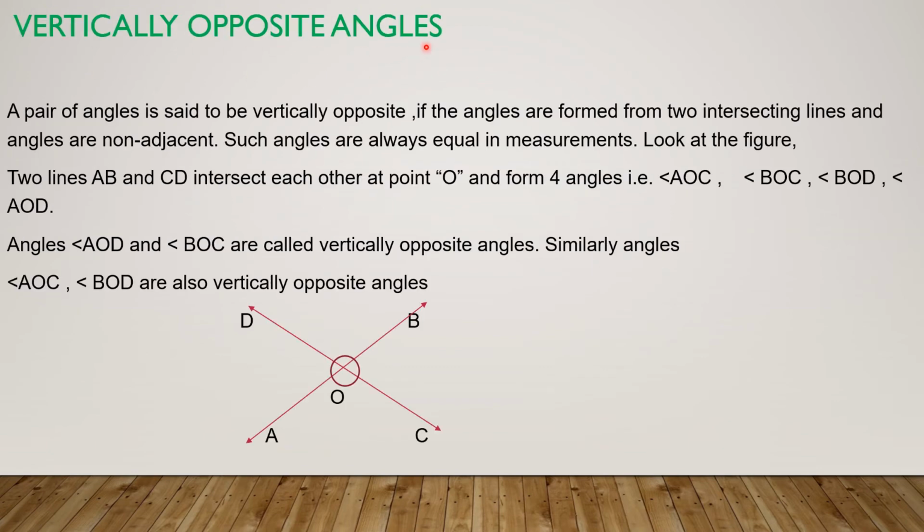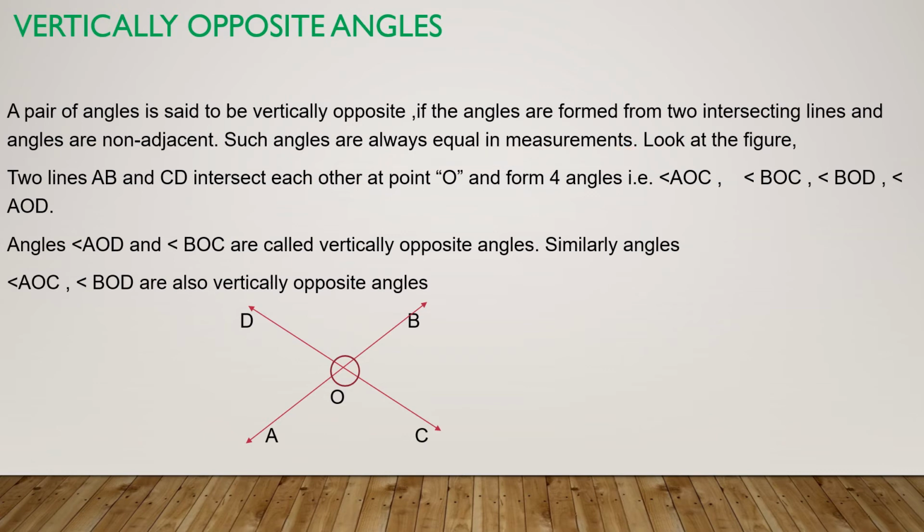Vertically opposite angles. A pair of angles is said to be vertically opposite if the angles are formed from two intersecting lines and the angles are non-adjacent. Such angles are always equal in measurement.